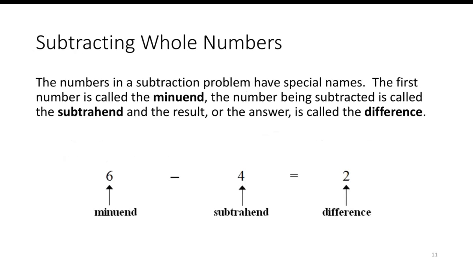The numbers in a subtraction problem have special names. The first number is called the minuend, and the number being subtracted is called the subtrahend. The result, or the answer, is called the difference.